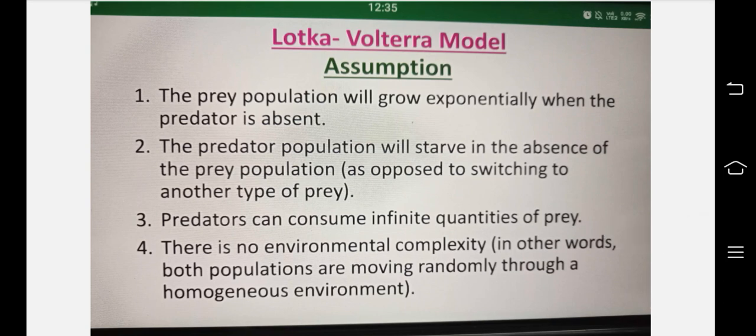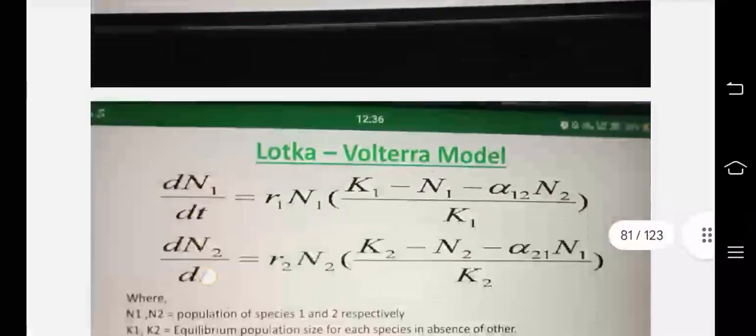Lotka-Volterra model. The prey population will grow exponentially when the predator is absent. The predator population will starve in the absence of the prey population. Predators can consume infinite quantities of prey. There is no environmental complexity. Both populations are moving randomly through a homogeneous environment.